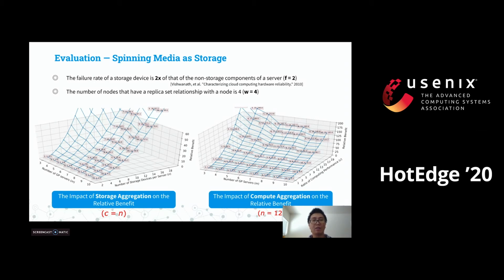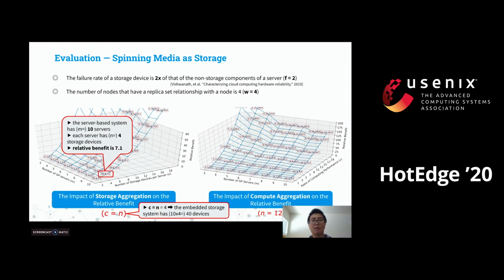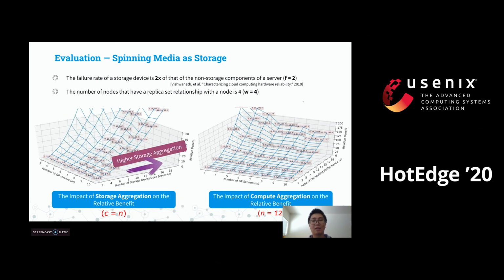On the left figure, it shows the impact of storage aggregation on the relative benefit. Take one of the labels as an example: when we compare a server-based storage system that has 10 servers with a device-based storage system that has 40 devices, the relative benefit is 7.1. As you can see, when we increase the number of storage devices per server, which means each server has higher storage aggregation, the result is a significant increment in the relative benefit.